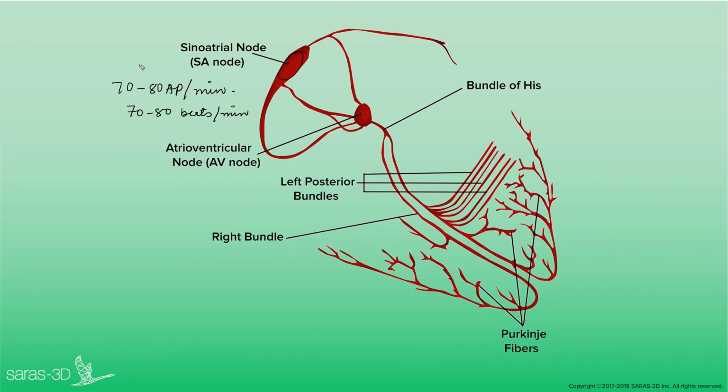Next, the electrical impulses travel from the SA node through a conduction system, reaching the atrioventricular node. These are the two pathways, and they are responsible for the contraction of the atria. Let's see through the animation how this is carried out.